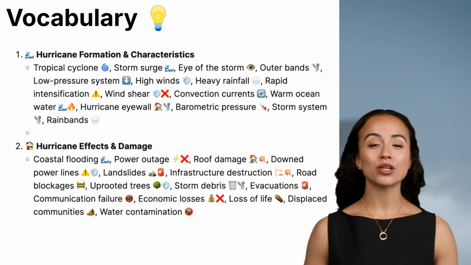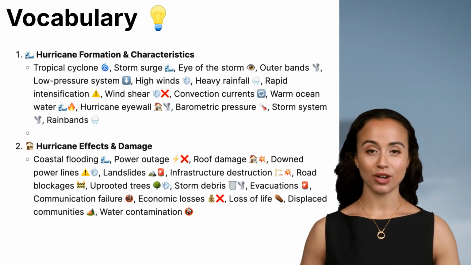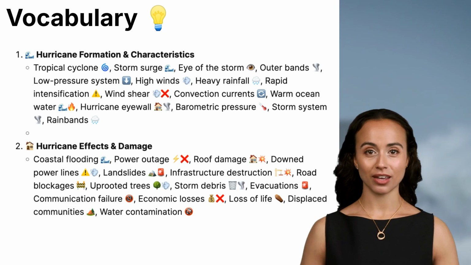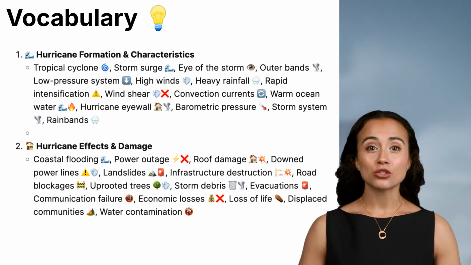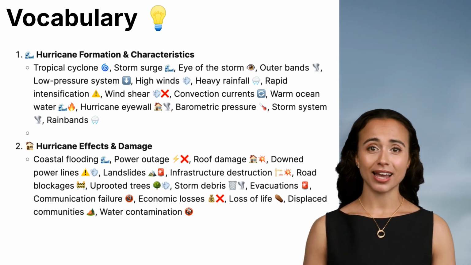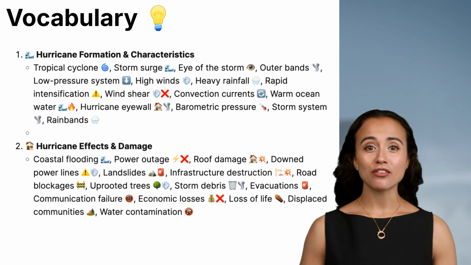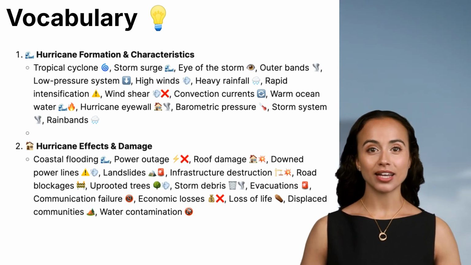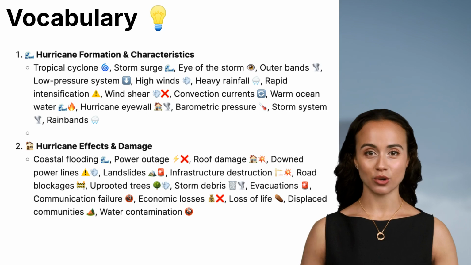Outer bands, the swirling rain clouds and wind that extend outward from the hurricane center. Low pressure system, a weather pattern with lower atmospheric pressure, often leading to stormy conditions. High wind, strong, destructive winds that accompany hurricanes and can cause major damage. Heavy rainfall, intense and prolonged rain that can lead to flooding. Rapid intensification, when a hurricane quickly becomes much stronger in a short period.